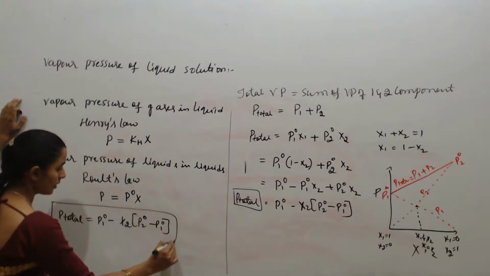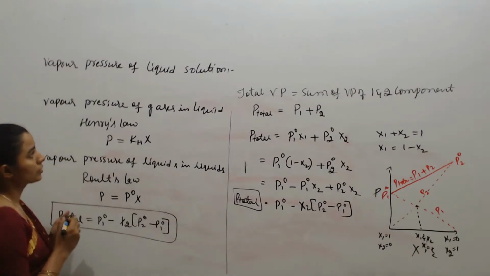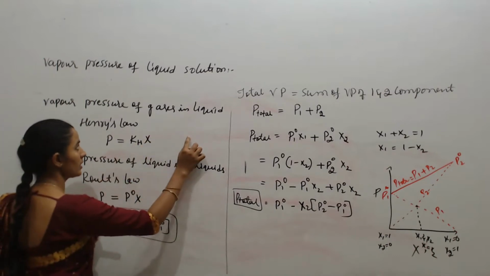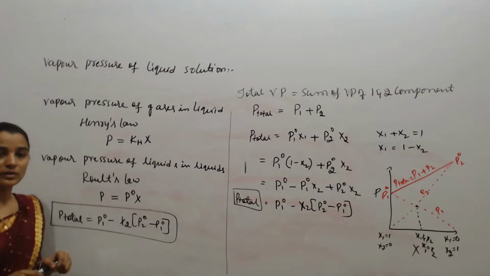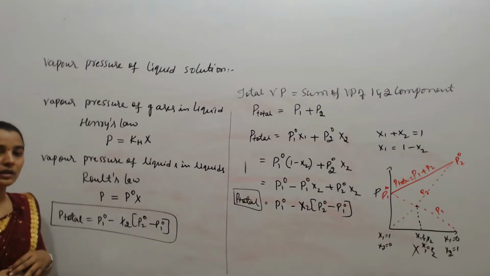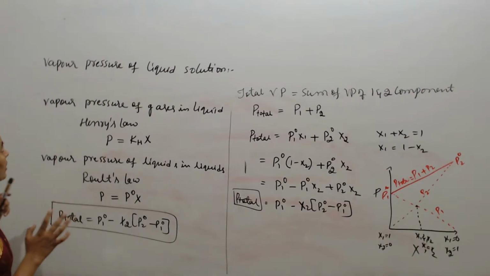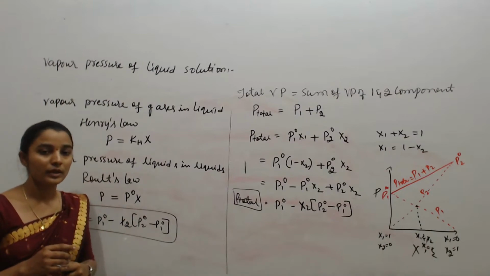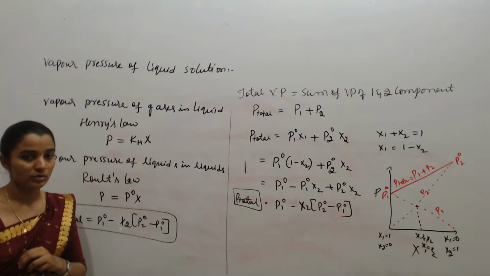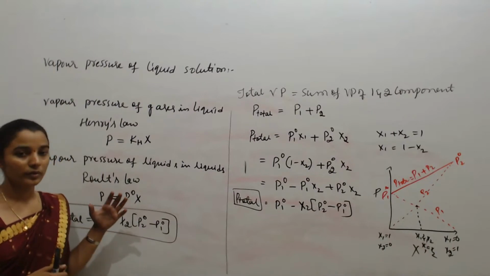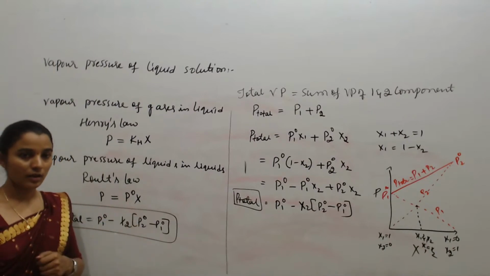I hope you understood, students. We already studied gases in liquids, next liquids in liquids. In the next class we will study solids in liquids. Okay, so this is all about the vapor pressure of a liquid solution, where both must be volatile. Regarding this, we will go through some problems. We will discuss in the next class.